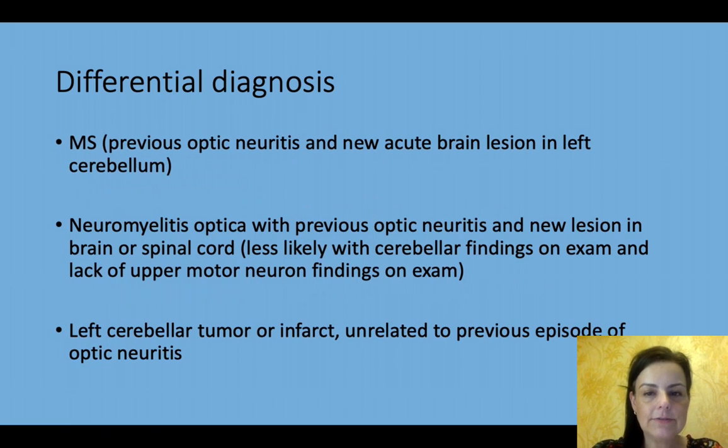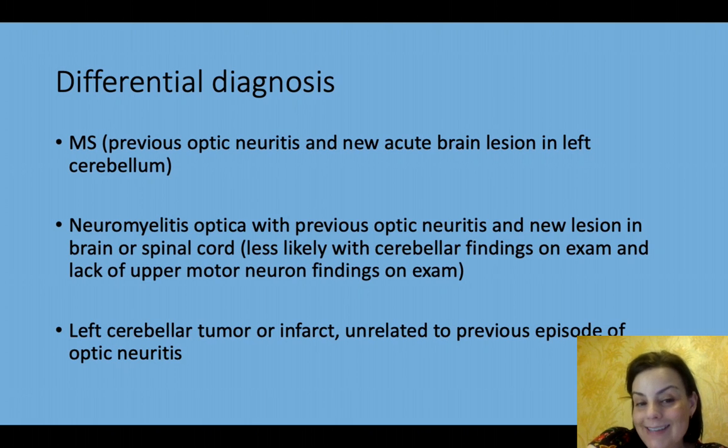Okay, so here's my differential. MS. I'm really concerned that she has MS because it sounds like she had optic neuritis 5 years ago. From her history and indeed on exam, there is clinical evidence of a past injury to her optic nerve. So I'm thinking that she's got a new lesion in her left cerebellum that is accounting for her symptoms.